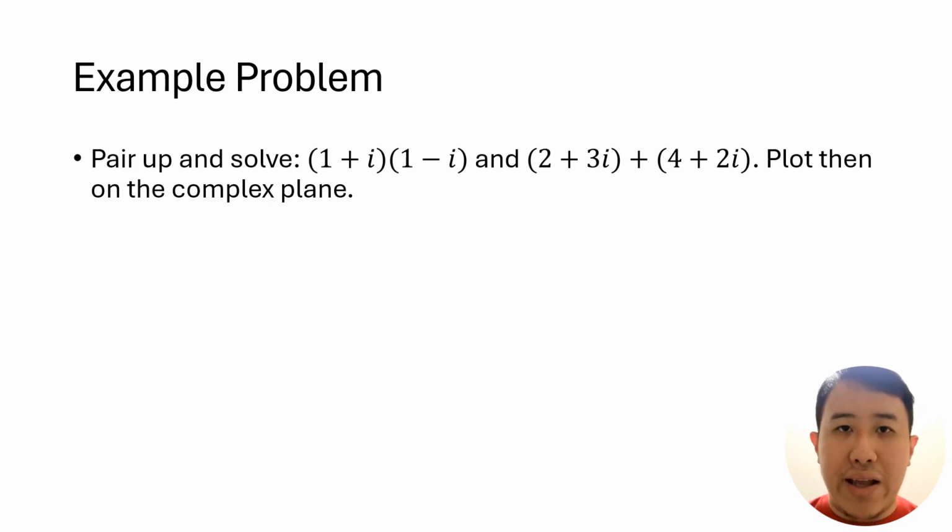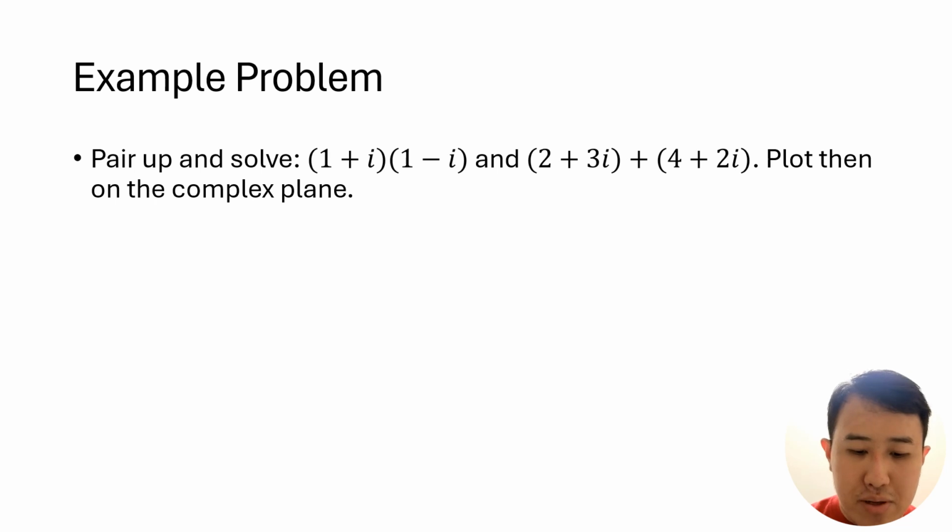Now, our activity is to pair up and solve 2 plus 3i plus 4 plus 2i, and 1 plus i multiplied by 1 minus i. Let's notice the patterns that emerge. Let me solve the first one. So the problem is 1 plus i times 1 minus i.